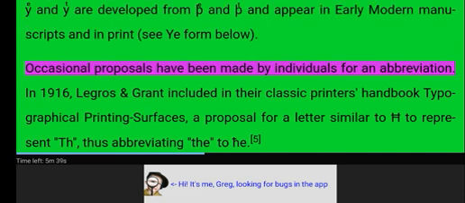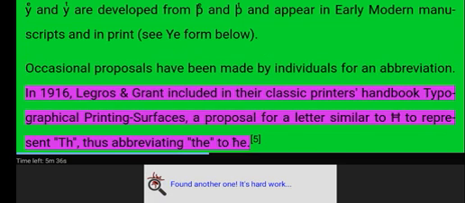Occasional proposals have been made by individuals for an abbreviation. In 1916, Legros and Grant included in their classic printer's handbook, Typographical Printing-Surfaces, a proposal for a letter similar to H to represent th, thus abbreviating the to e.